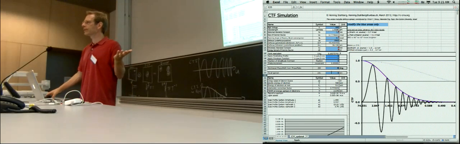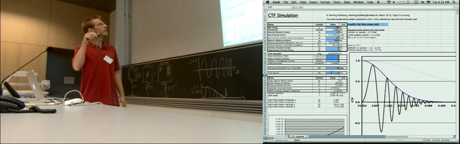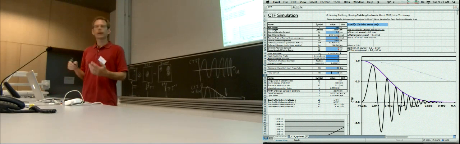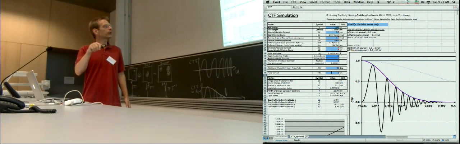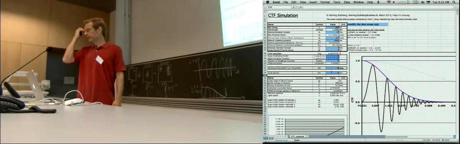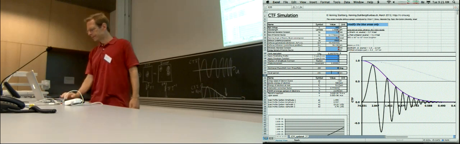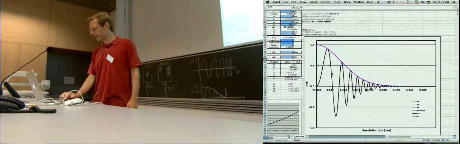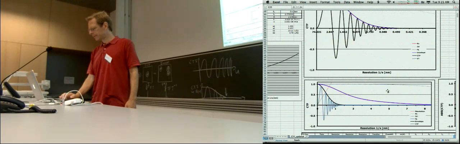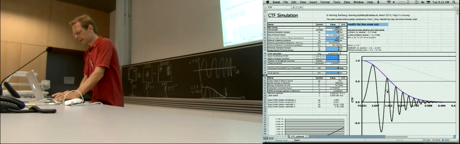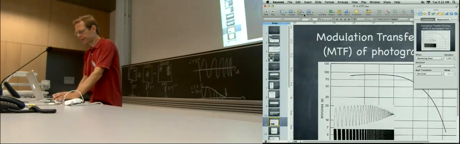So there's an Excel sheet where you can just type in the settings that you have on your microscope, and then see where is my Thon rings. Those are the rings we fitted yesterday in the practical. These here. What is the resolution limit, and so on. Okay, this is how this would look like.